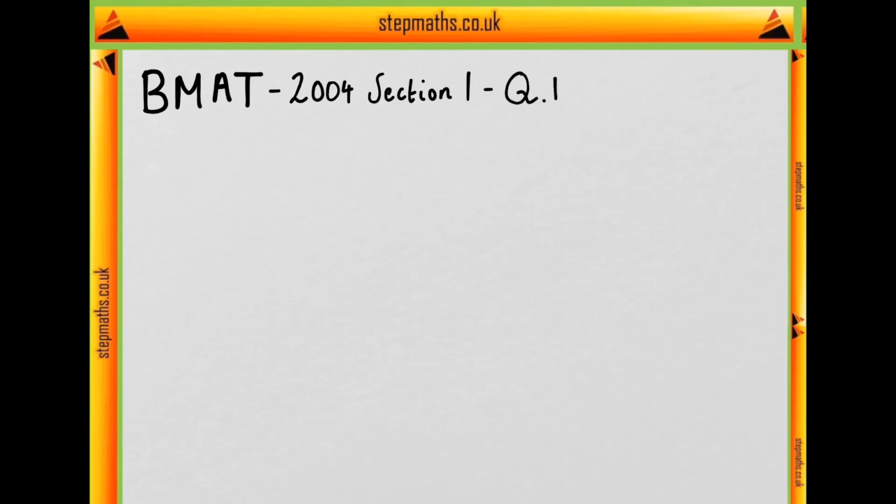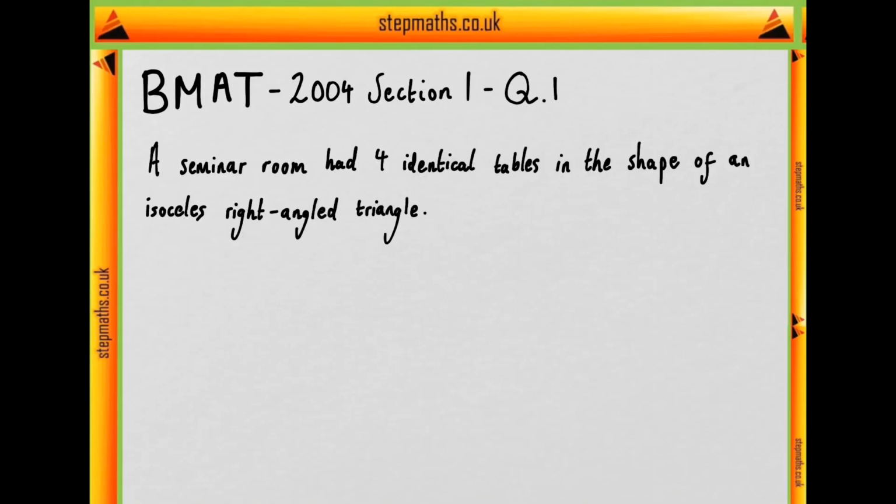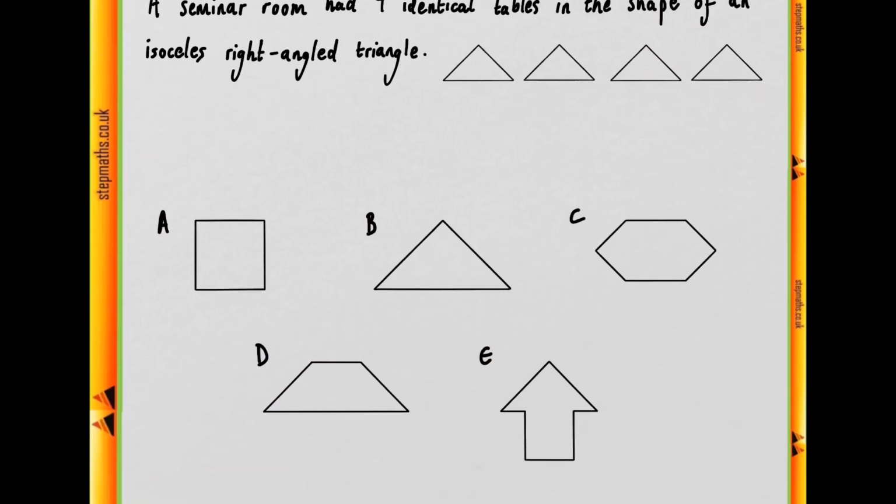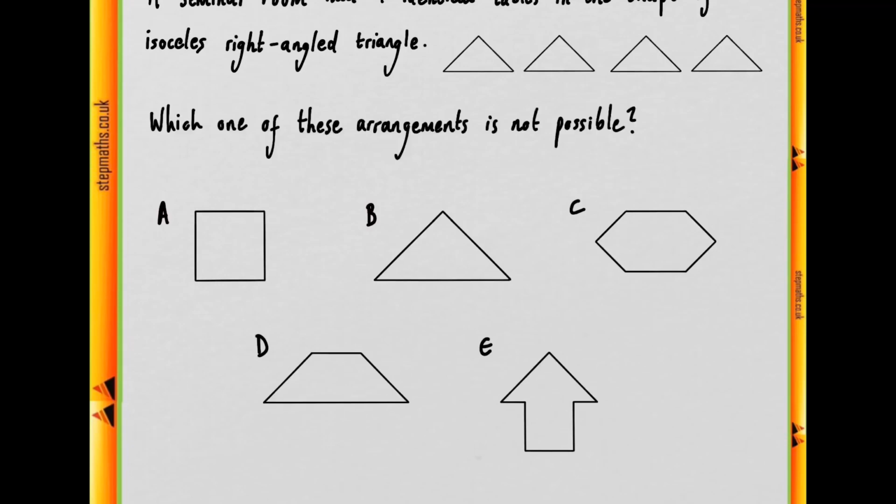In question 1, we're told that a seminar room had 4 identical tables, each in the shape of an isosceles right-angled triangle. So we have 4 tables that look a bit like this, with a right angle here. We're then given 5 shapes, A through E, and we're asked which of these arrangements is not possible when these 4 tables are put together.